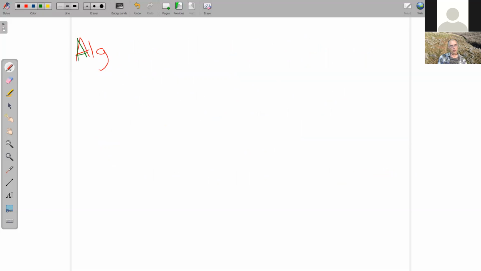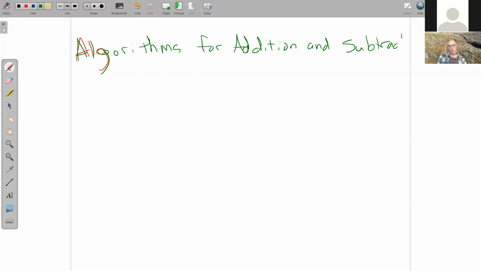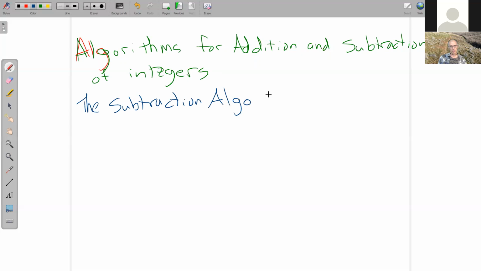Algorithms for addition and subtraction of integers. And I went over the algorithm for subtraction, and the algorithm was simply to just rewrite as an addition problem by adding the opposite. So the subtraction algorithm, I'll do a few examples, solves half of our problem.